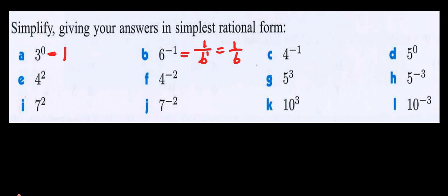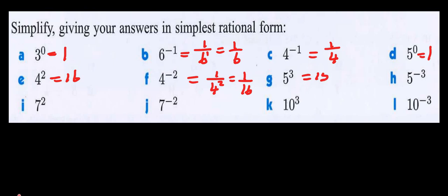All right, so question C, the same thing. Just change the negative exponent to positive by making it a fraction, 1 over 4 exponent 1. And then question D, this will become 1. Any number to the 0 exponent is 1. And question E, 4 squared is 16. Question F, this will be 1 over 4 exponent 2, which is 1 over 16. I hope it's making sense. Then question G, this is 5 exponent 3, which is 125.